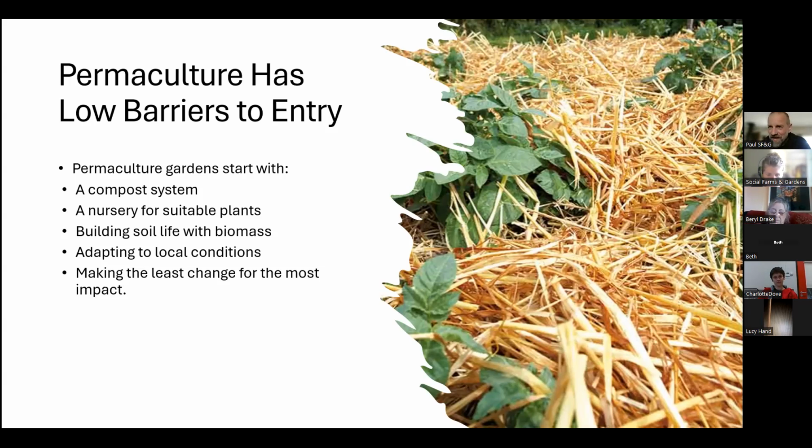So I'm always excited if I turn up at a project and that's what they're emphasizing. I'm not excited to see expensive planters abandoned a year after a garden has been set up. I'm excited to see a project that starts with composting and a plant nursery. That speaks to me of forethought and design. We start with building soil life with biomass.